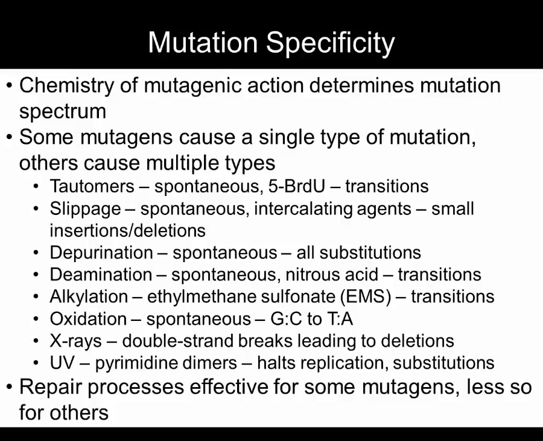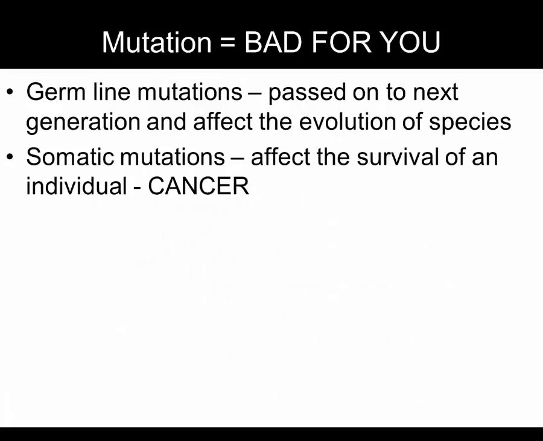Because of all the different chemical activities and types of damage, any individual repair system is usually only effective against a subset of these mutagens. So organisms have many different DNA repair systems to deal with this. And the reason we need so many is because mutations are bad for you. Germline mutations can affect the health and viability of offspring, while somatic mutations can lead to cancer. One of our major life lessons for the course is maybe don't purposely put mutagens into your body.